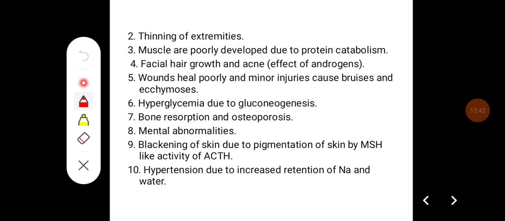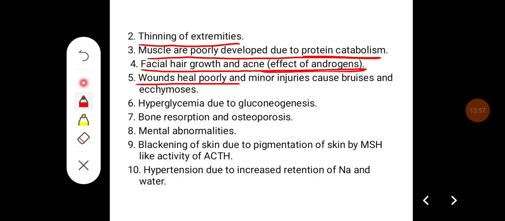Other features are thinning of the extremities. The muscles are poorly developed due to the protein catabolism, there is facial hair growth, and there can be the presence of acne because of the effect of androgens. The wounds heal poorly, and minor injuries cause bruises and ecchymosis.